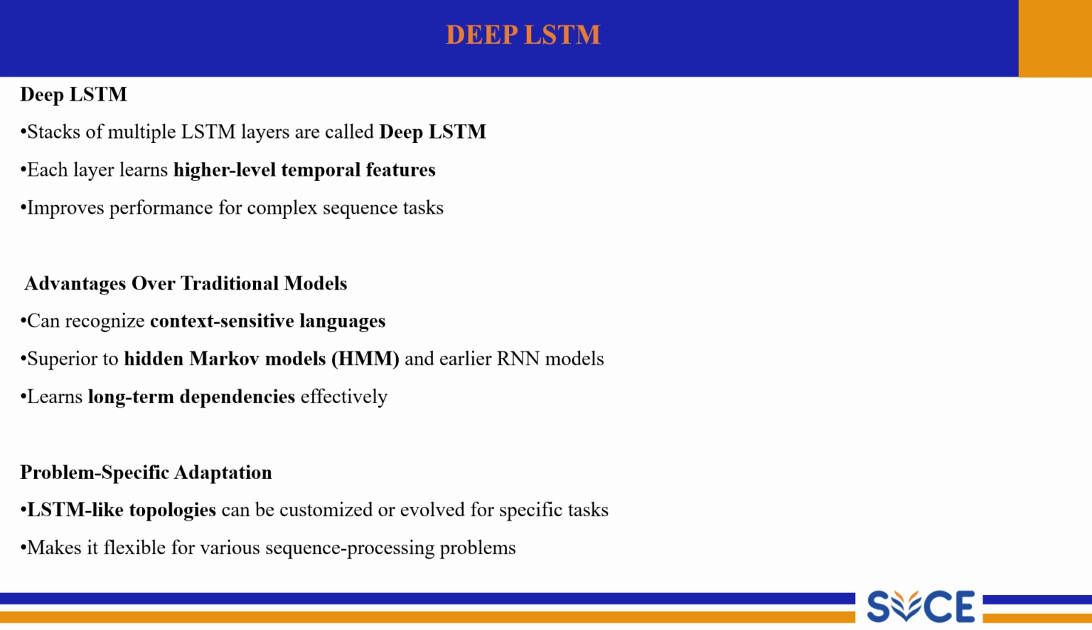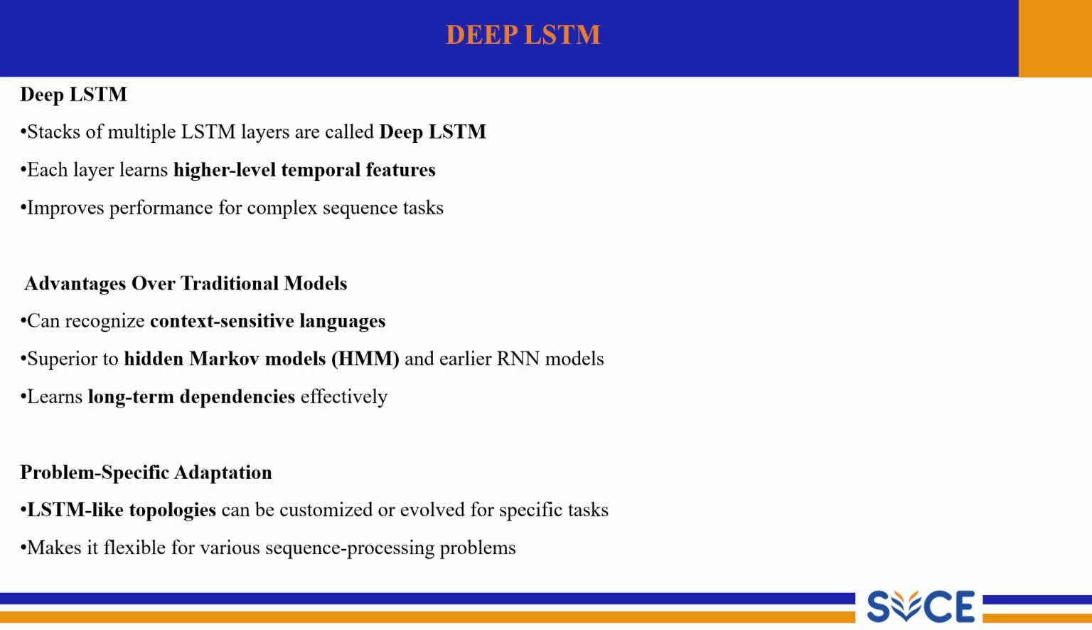Second one, learning hierarchical temporal features. One of the key advantages of deep LSTM is that it can learn hierarchical temporal representations. This means the model does not just memorize the sequences. It learns structured patterns across time. For example, in language data, lower layers may learn grammar or local word relationships. Higher layers may learn sentence-level meaning or context. This hierarchical understanding allows deep LSTM to perform much better on complex sequence tasks.